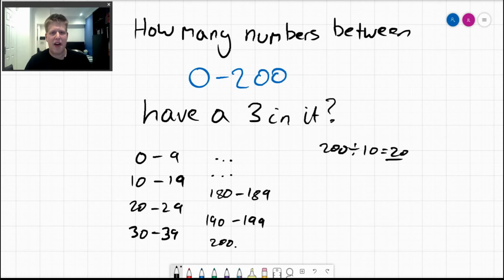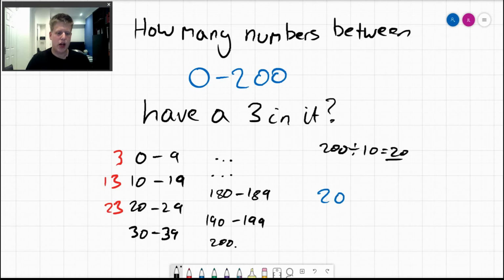Now, in every single lot of 10, there will be one number with a 3 in it. So for example, between 0 to 9, there'll be 3. Between 10 to 19, there's 13. Between 20 and 29, there's 23, and so on. So we know that there'll be at least one 3 in each of these tens. So we already know that there are going to be 20 numbers with 3s. So we can note that down. We know that there are 20. But we've missed out a few of them.